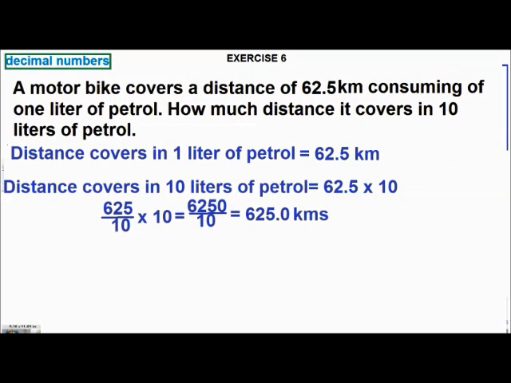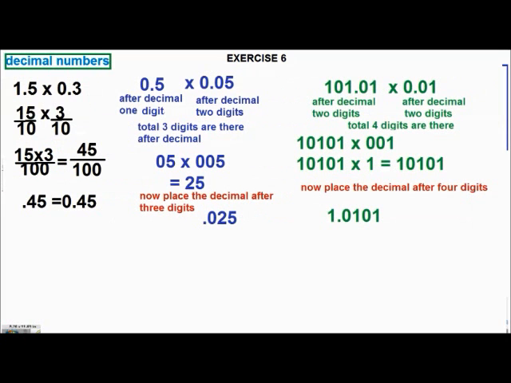A vehicle covers a distance of 62.5 kilometers consuming 1 liter of petrol. How much distance does it cover in 10 liters of petrol? Distance covered in 1 liter of petrol is equal to 62.5 kilometers. Now distance covered in 10 liters of petrol is equal to 62.5 into 10. That is 625 by 10 into 10. So 6250 by 10, that is equal to 625.0 kilometers. And see some more problems.